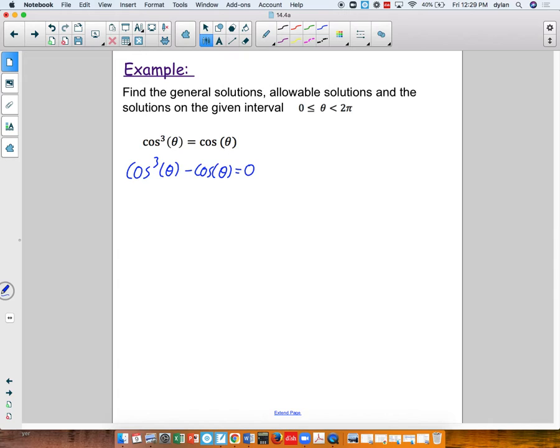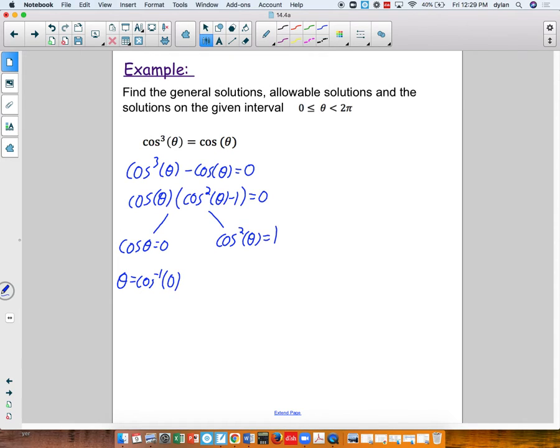Now I can factor this, which allows me to use the zero product property in order to solve it. So cosine theta multiplied by cosine squared theta minus 1 equals 0. So now we can split these up and solve them separately. So we know that cosine theta equals 0, and we also know that cosine squared theta equals 1, if we just set it equal to 0 and add 1. So then for the left side here, this tells us that theta equals the cosine inverse of 0.